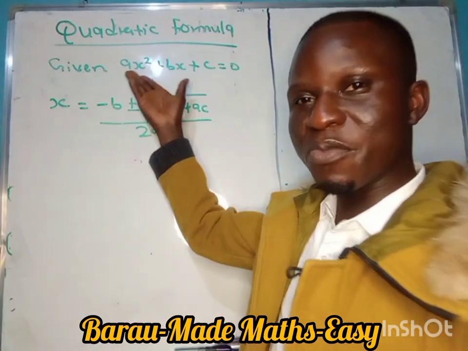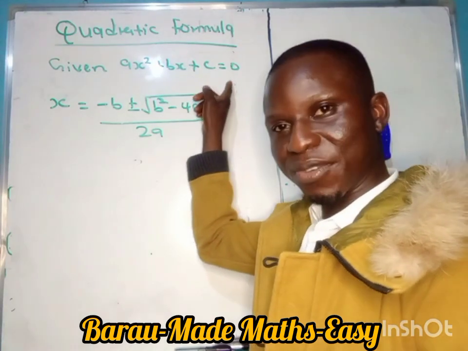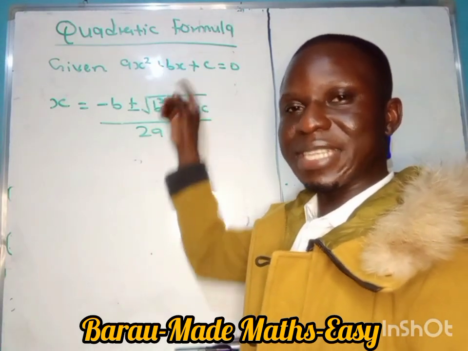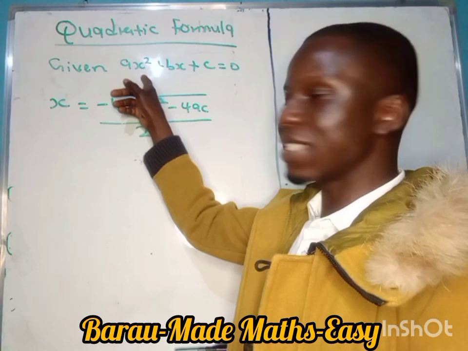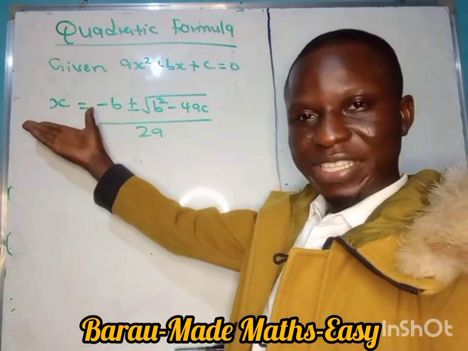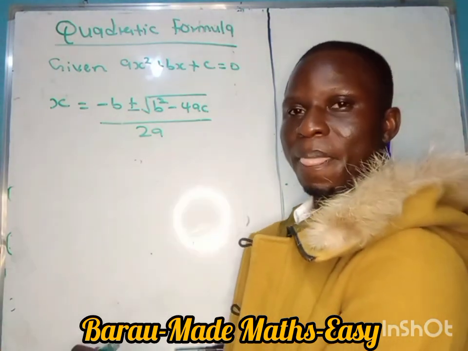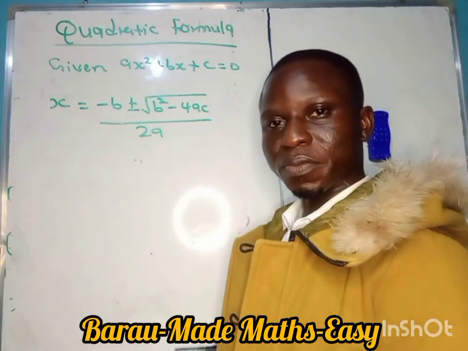Remember, our general form of quadratic equation is given by ax squared plus bx plus c equals 0, where a, b, and c represent numbers, and x is the variable we are looking for. So, the value of x can be obtained using this formula. We can illustrate this using an example.